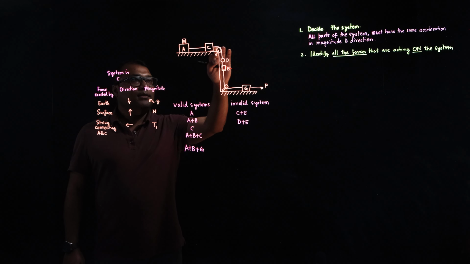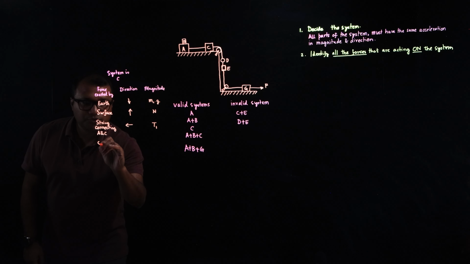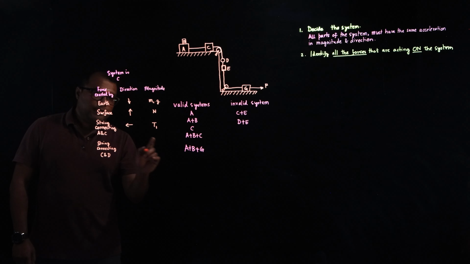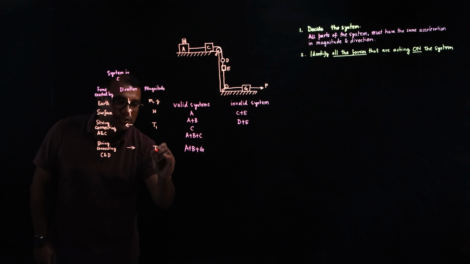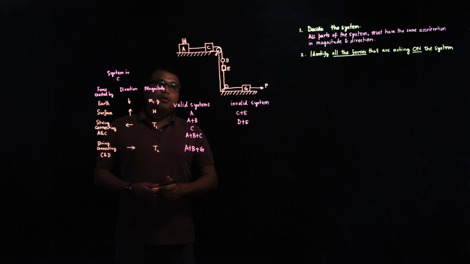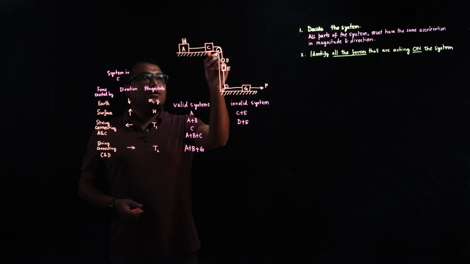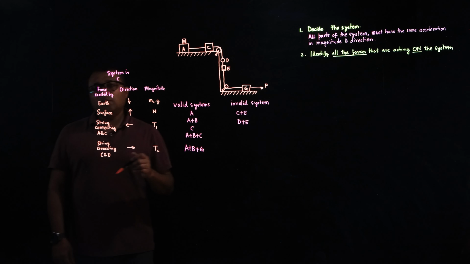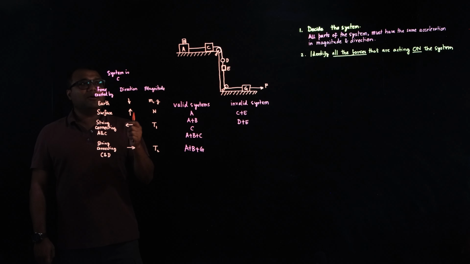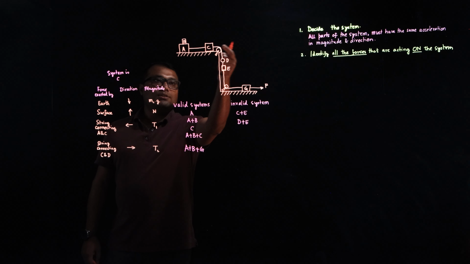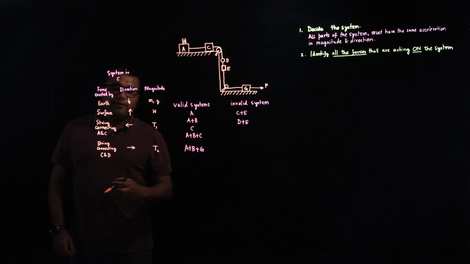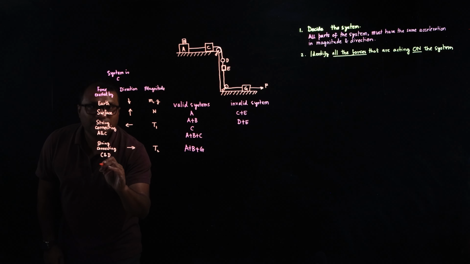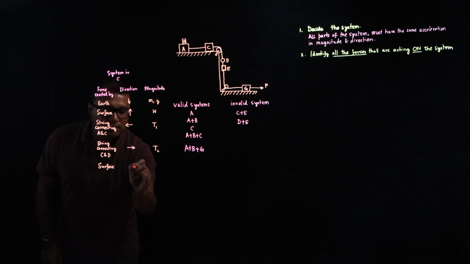And then there is another string that is attached to the right. So string connecting C to D, the direction is to the right, and let's assume that tension is T2. Okay, now if it is mentioned that there is friction on this surface, then kinetic friction will be in the direction opposite to the direction of the relative velocity of C with respect to the surface. So the relative velocity is to the right, so the friction will be to the left. So let's assume there is friction as well. So force exerted by surface. So there are two forces exerted by the surface. One is the normal reaction, one is the friction.